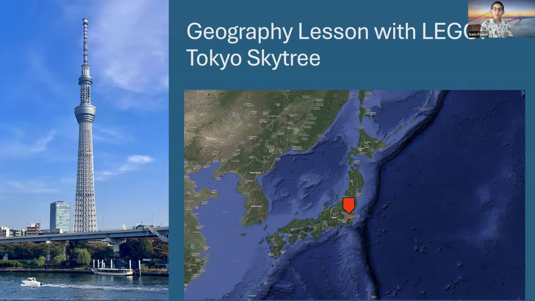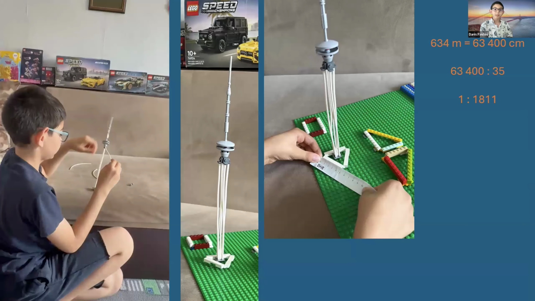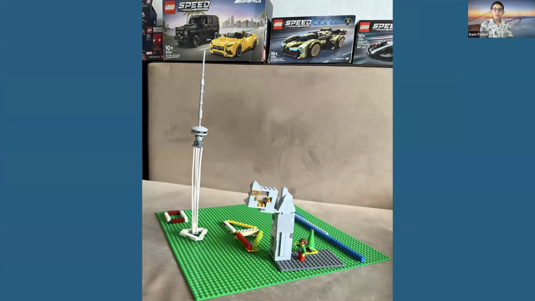For example, if we use a scale of 1 to 1000, every 1 centimeter in the model represents 10 meters in real life. In my model, I built a tower 35 centimeters high. This means that the scale is 634 meters, which is 63,400 centimeters divided by 35, makes a scale of approximately 1 to 1,811. As a conclusion, if the teacher at school used such methods of teaching, my classmates would learn more easily.